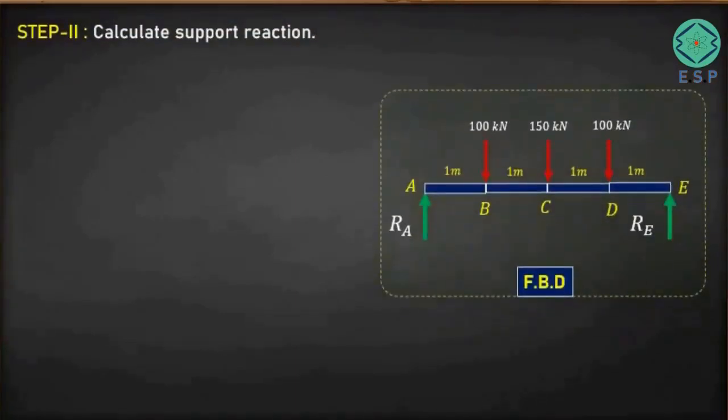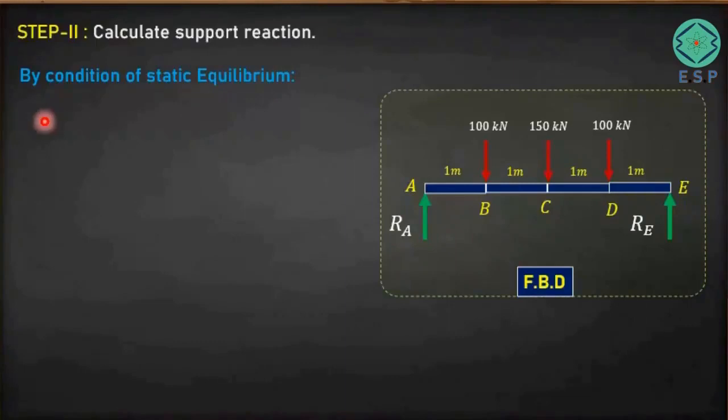The second step to draw the shear force diagram is to calculate the support reactions. We have the free body diagram of the beam, and there are two support reactions, RA and RE. We have to find the values of RA and RE. That is called calculating the support reactions. To calculate the support reactions, we have to follow the conditions of static equilibrium.